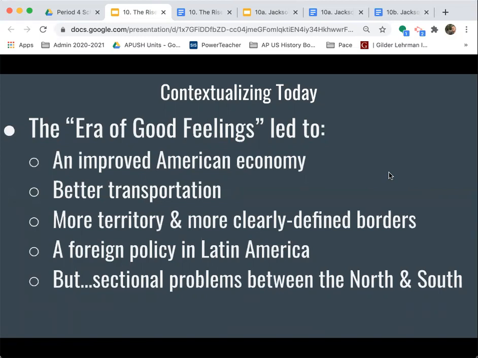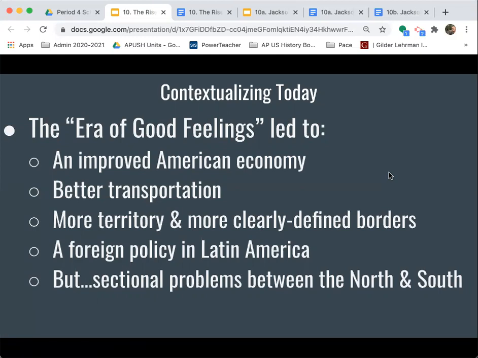The Era of Good Feelings has given us more territory and better defined borders via the Adams-Onis Treaty for Florida, the Rush-Bagot Treaty for the Great Lakes, the Oregon Agreement with Great Britain to split it. So we have a better idea of what our country actually controls and doesn't control. It's given the U.S. a clearer foreign policy in Latin America, which, as you know from last week, is called the Monroe Doctrine, this warning to European nations to stay out. This is our hemisphere to regulate.